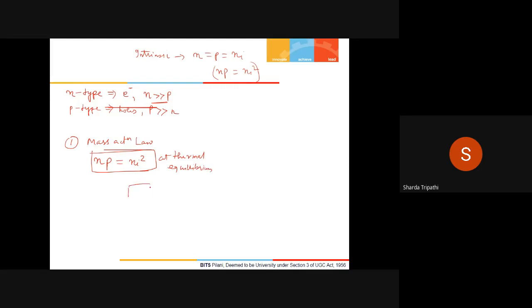That means throughout your semiconductor slab, और मान लो ये तुमने एक slab लिया है semiconductor का, तो इसमें throughout this slab the temperature is same. So if the temperature is same, then in that case the product of N and P will be equal to Ni square. This is the first law known as the mass action law.